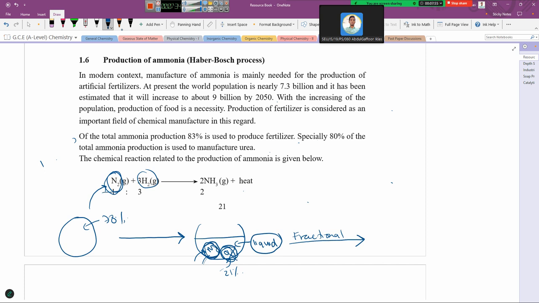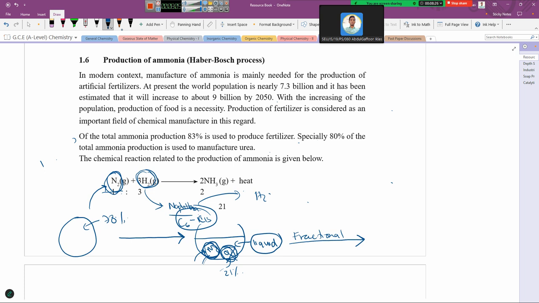This is how N2 is obtained, and hydrogen gas can be obtained by cracking hydrocarbons. For example, naphtha is a hydrocarbon with carbon numbers from 6 to 13, so it is a long-chain hydrocarbon. By cracking it you can obtain H2 gas. This is done industrially.